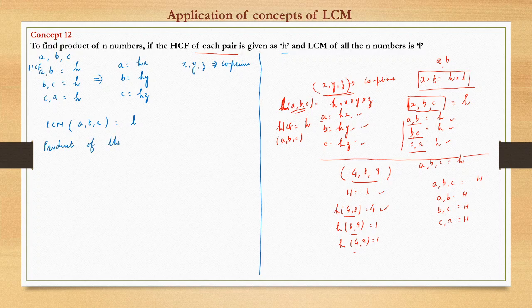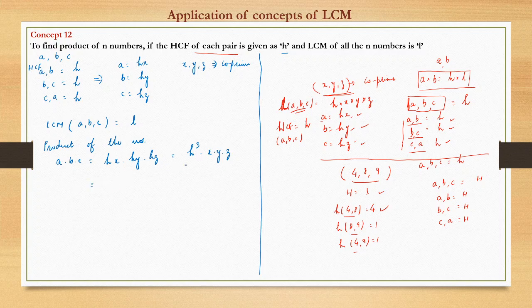Product of the numbers A into B into C. I can write as A is HX, so HX into HY into HZ. This I can write as H cube into X into Y into Z. Now see here.